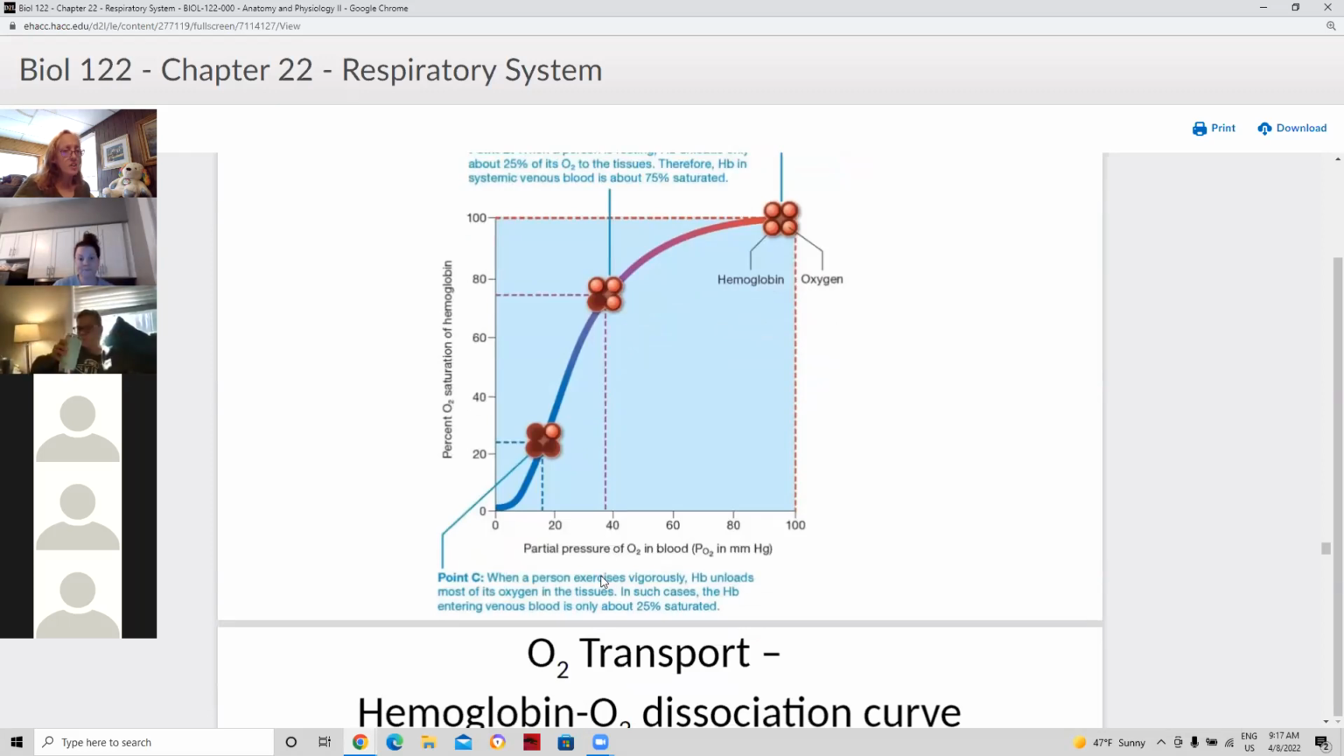If a person exercises really vigorously, the hemoglobin will unload most of its oxygen into the tissues. In such cases, it will have only a saturation, when it's leaving those tissues, of about 25%, or one oxygen bound to the hemoglobin.